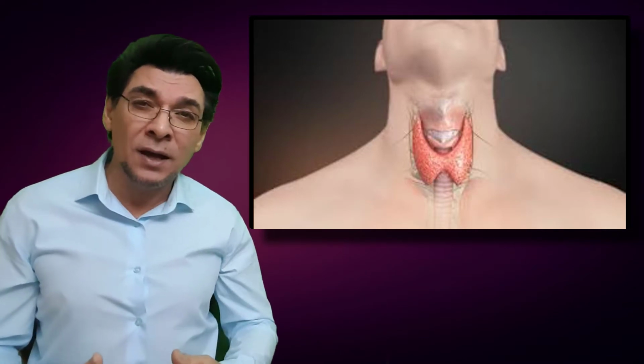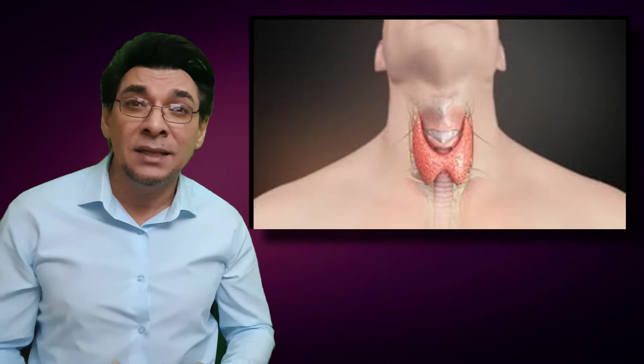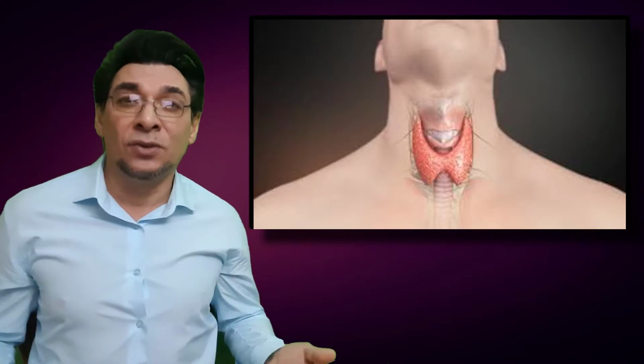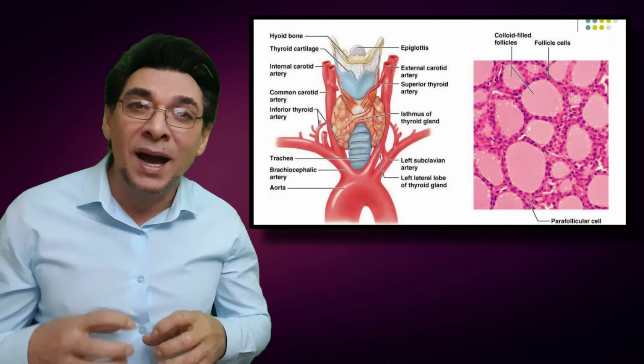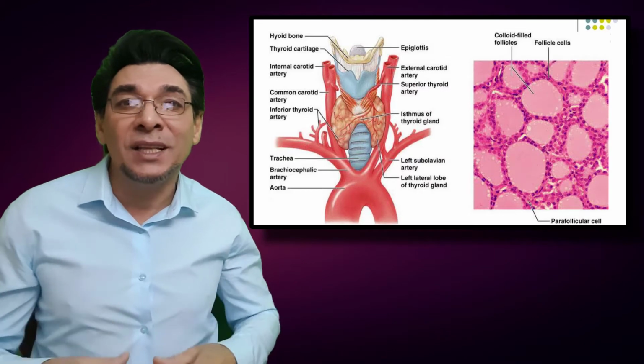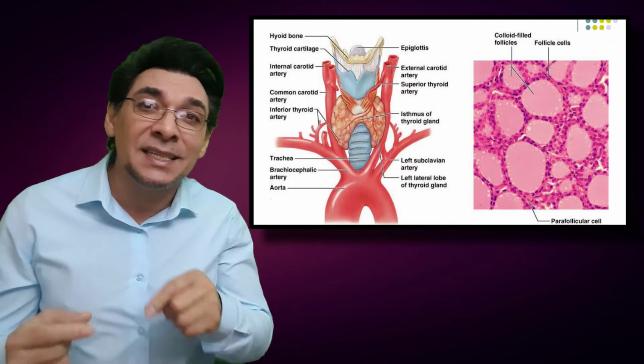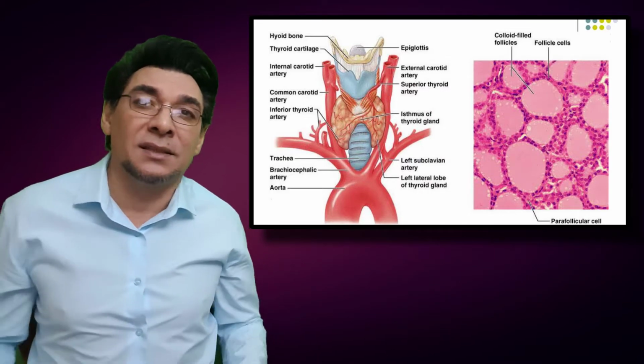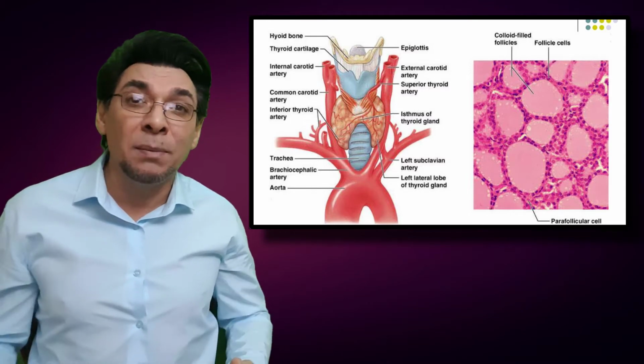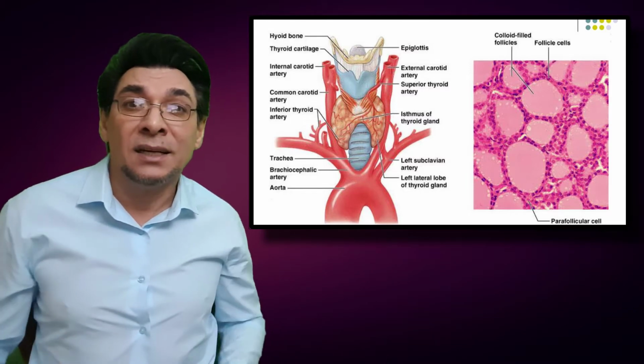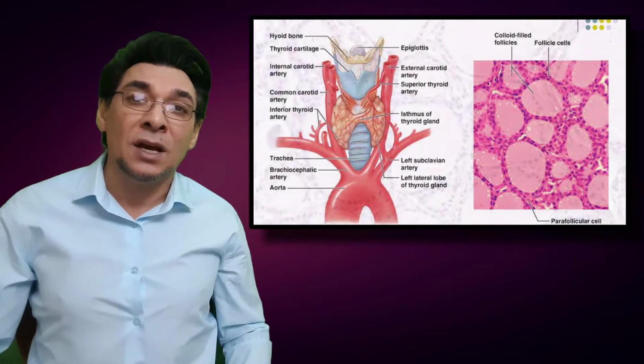The main function of the thyroid gland is to secrete thyroid hormones, which bind to nuclear receptors in cells and regulate the rate of metabolism in the body. This is the significant main function of the thyroid gland.